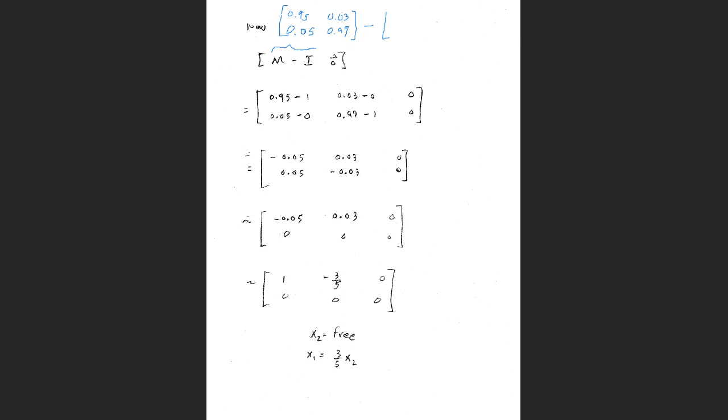So M is that 2 by 2 migration matrix, and the identity is this matrix. So when you subtract the two matrices, you do it term by term. And this is why M minus the identity matrix has these 4 entries.